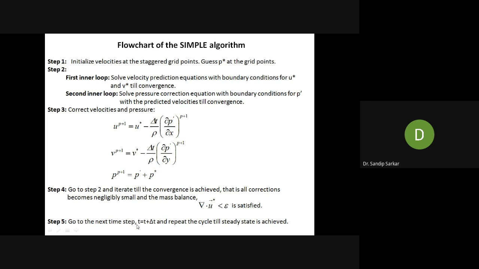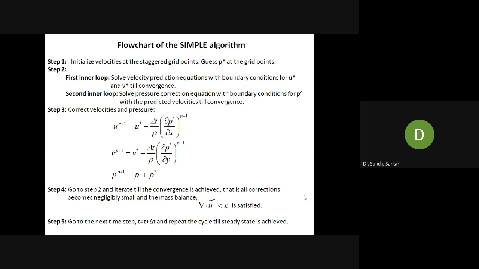Sorry, not go back. You have to proceed to the next time step, t equal to t plus delta t, and perform the next level of iterations. Basically, this is the SIMPLE algorithm. Is that clear to everybody? Any doubt? No, sir.